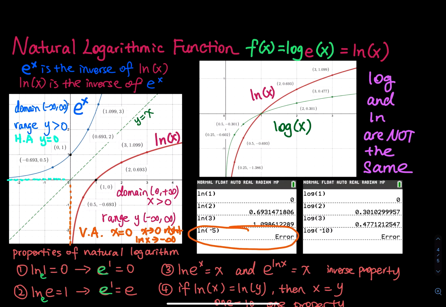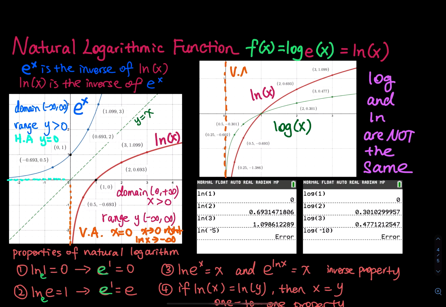Because for ln, x must be positive. ln of a negative is undefined. Right? Also, for common logarithm, log of a negative is also undefined, because for both functions, there is nothing on the other side of the y-axis. What do I mean by the other side? On the left-hand side of the y-axis, x is negative. Do you still remember that? There is a vertical asymptote.